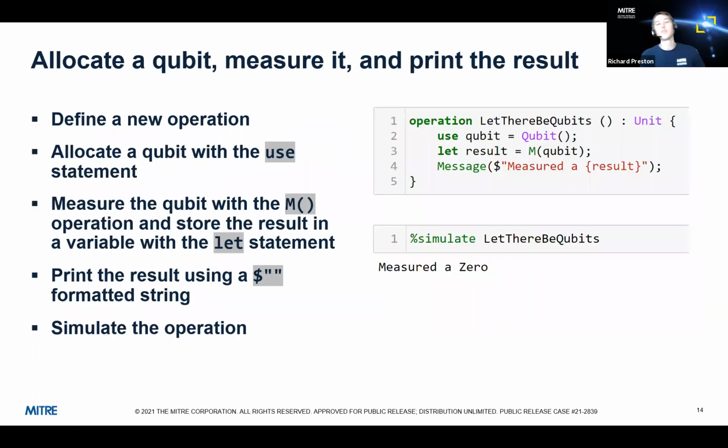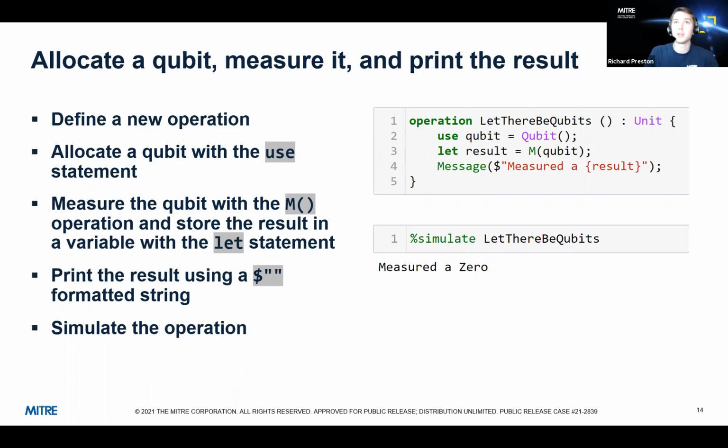This is where we want to get to. So we've talked about qubits. Now we're actually going to measure the qubit. So what I want you guys to do is get to a new box, define a new operation, and you can call it whatever you want. I'm calling it let there be qubits, and allocate a qubit with the use statement. This is kind of like allocating memory in C or C++ or whatever. So you say use qubit gets qubit, and now we've allocated a qubit.